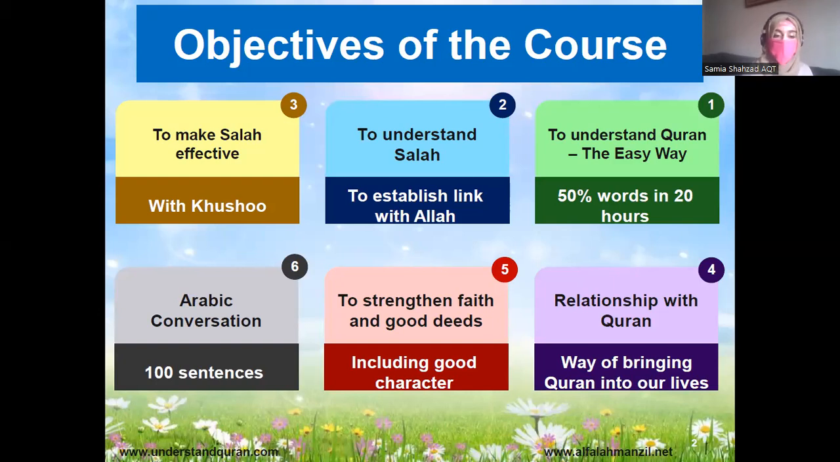Okay, the sixth objective is Arabic conversation, 100 sentences. And we know these sentences are very easy and simple. This is not separate from this course, but actually part of this course. Along with this course, automatically we are understanding these easiest sentences. So these 6 objectives should be in the mind.